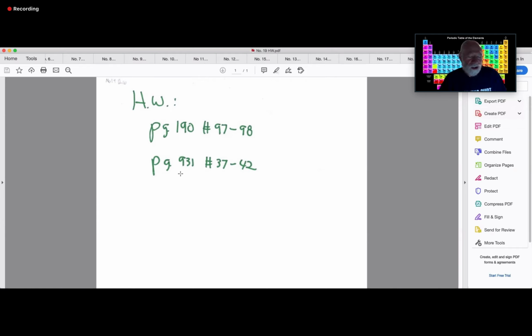And again, my suggestion is try the half reaction method first. I think it's the better method. And if it fails, try the oxidation number method.